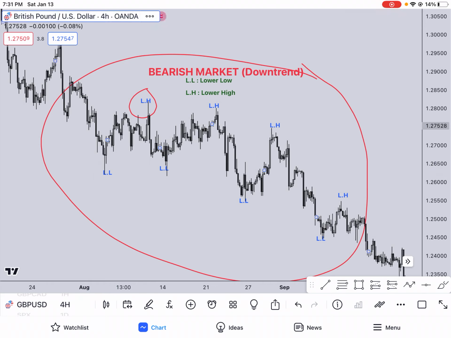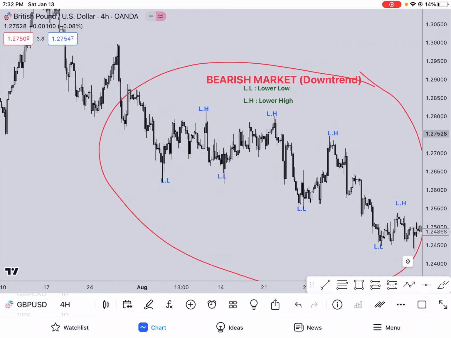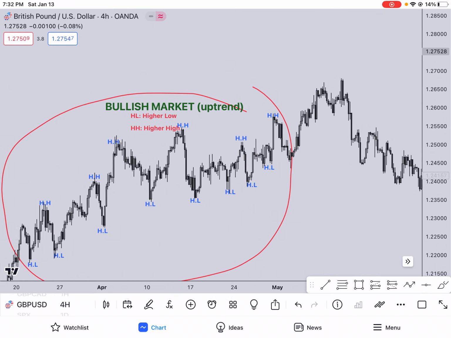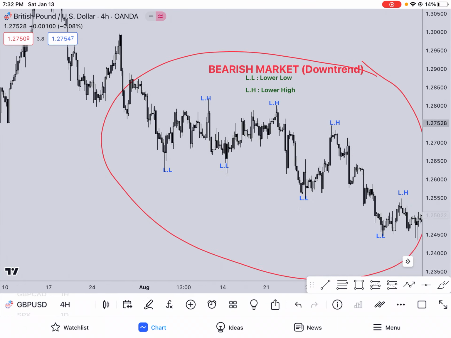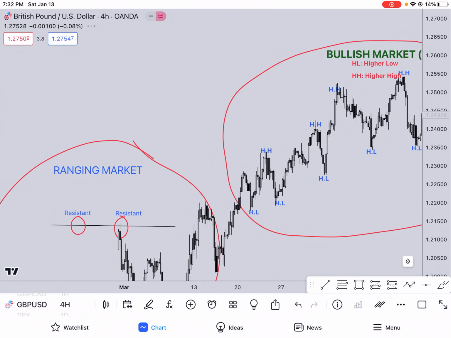And that's the same thing with the lower lows. You understand what I'm saying? I'm just giving us a brief understanding of what the market structure is. In a bullish market, we have the higher highs and higher lows, while in the bearish market we have the lower highs and lower lows.